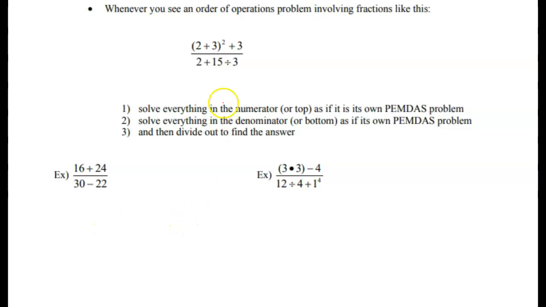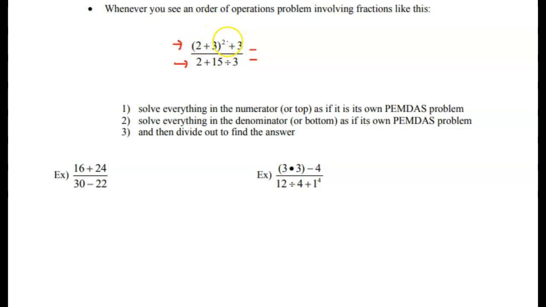Sometimes you'll see the order of operations as a fraction like this. When that happens, we're going to work in the numerator first and simplify or solve everything in the numerator using PEMDAS, and then we'll work in the denominator and simplify the denominator. Then we'll divide the fractions. That's how we're going to handle that.